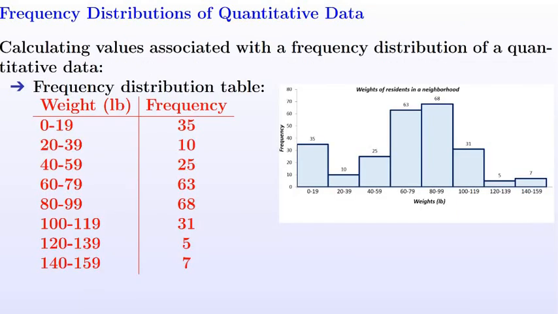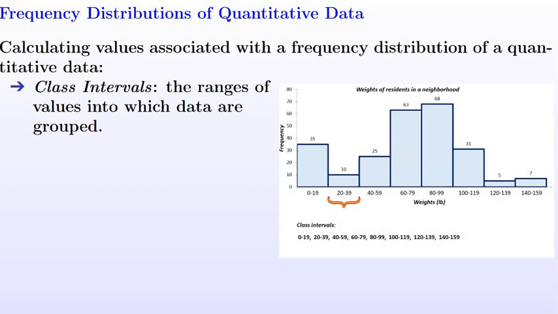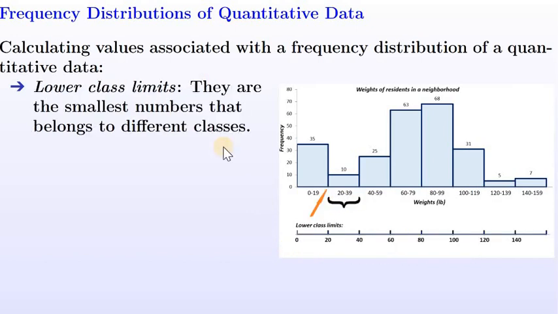Now, let's calculate the values associated with the frequency distribution of this quantitative data. Class intervals are the ranges of values into which data are grouped. So, looking at this histogram, 0 to 19, 20 to 39, 40 to 59, 60 to 79, all these are class intervals. Lower class limits are the smallest numbers that belong to different classes.